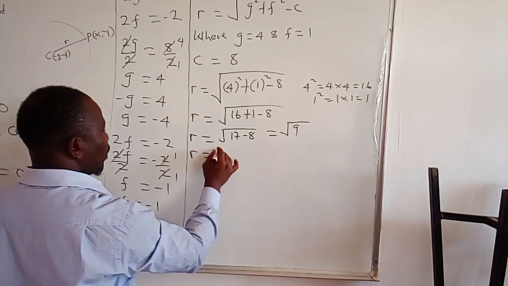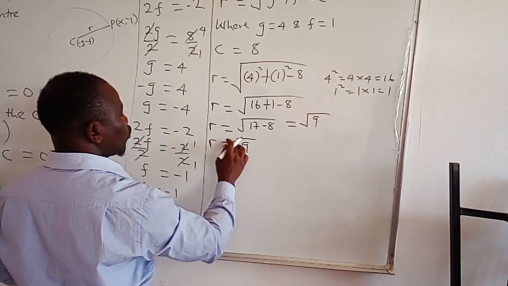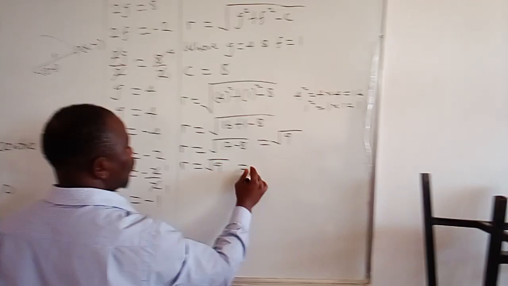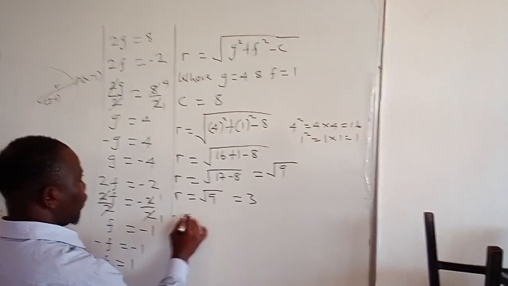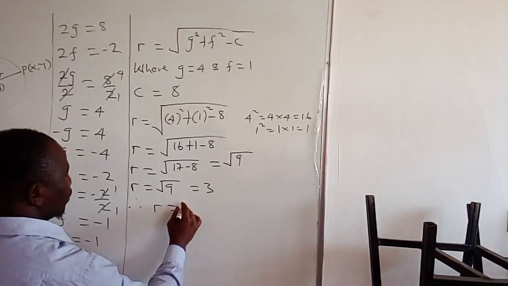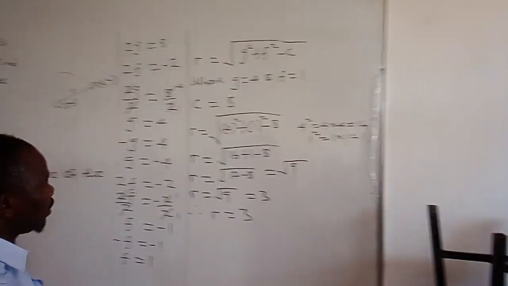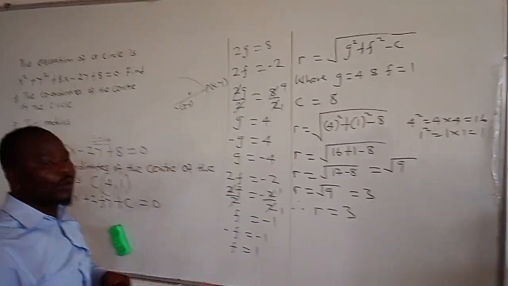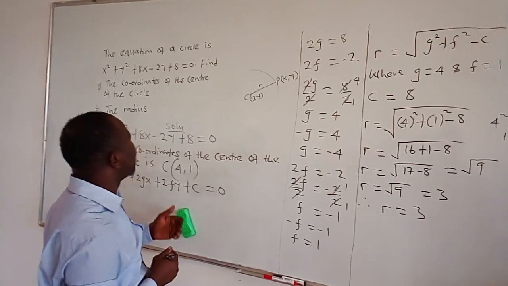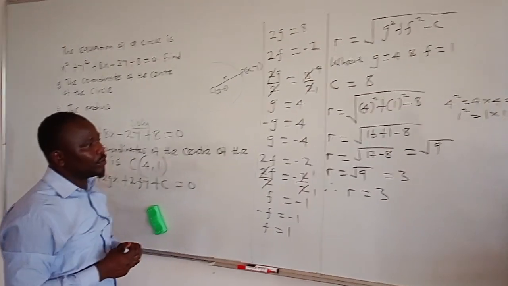So our r squared is equal to 9. So the square root of 9 will give us 3. Therefore, our r, the radius, is equal to 3. This is how to solve these types of questions.